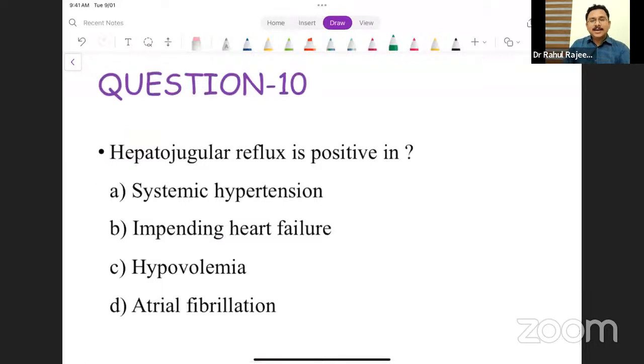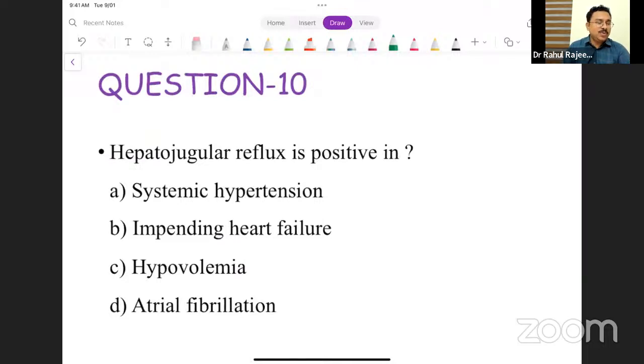Again, question number 10. Hepatojugular reflex is positive in systemic hypertension, impending heart failure, hypovolemia, and atrial fibrillation. So hepatojugular reflex or abdominojugular reflex. Tell me what is the answer. Hepatojugular reflex or abdominojugular reflex. So this is actually a reflex that is used to elicit venous hypertension in patients with impending heart failure.